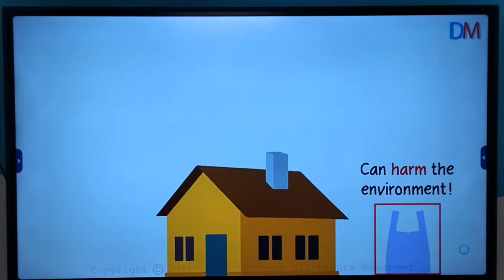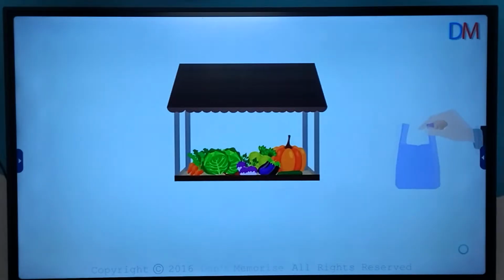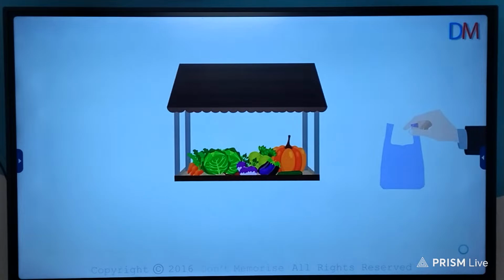And so, what do you do next? To avoid taking a bag from the vendor, next time carry the same one to the market. What did you just do? Did you use the same bag once again? Yes, of course you did. Let us now guess the second R. Reuse. That's the second R.